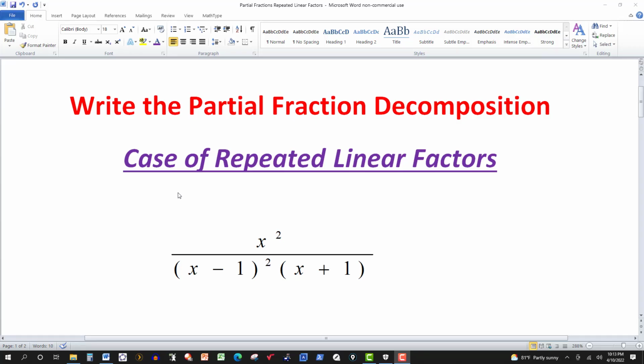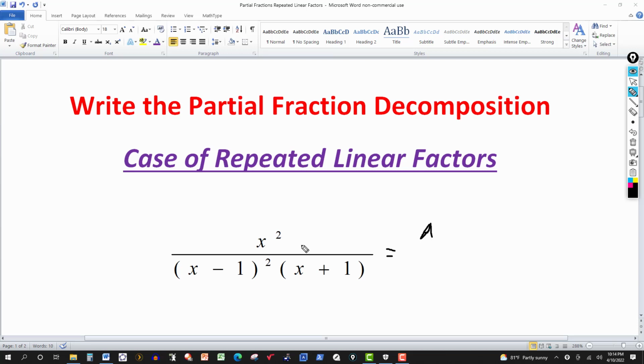In this video, we want to give the partial fraction decomposition of this rational expression. In the last video we did on this subject, we had dealt with linear factors that weren't repeated. Here we have some that are. We have one factor in the denominator, x minus 1 to the second, and x plus 1. So the technique is going to be similar in some ways and different in others. So here's the way it works.